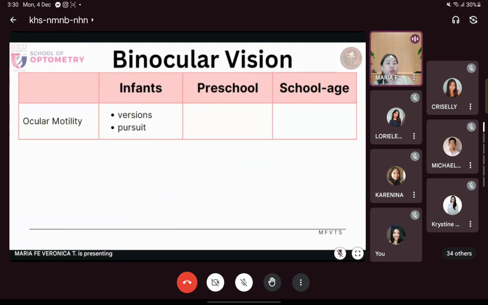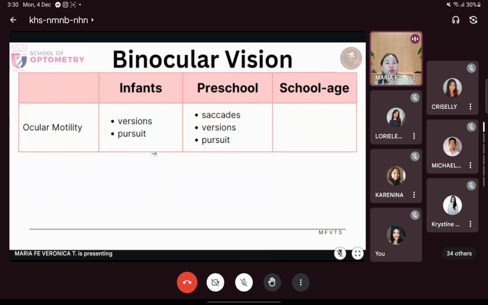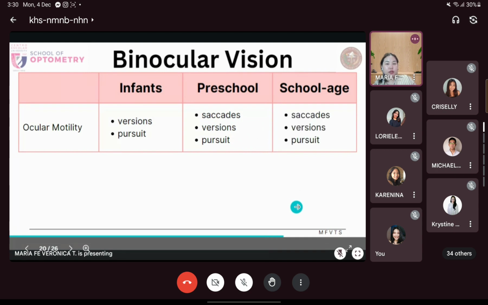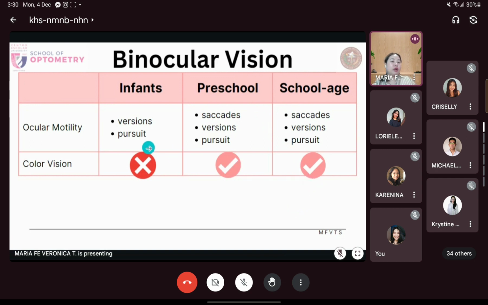Ocular motility, you can do version test and pursuit test sa infants. For preschool, you can do sa kids as well. School age, you can do all three as well. Color vision, syempre for infants, hindi pa sila responsive, so hindi mo pa magagawa yung color vision test. For preschool, kaya naman na siya, even for school age.